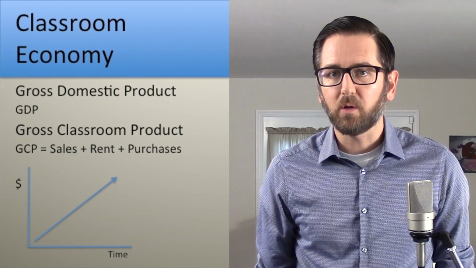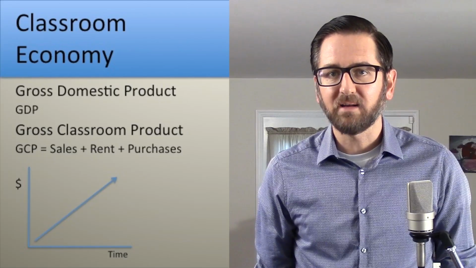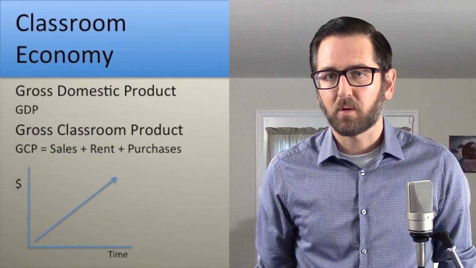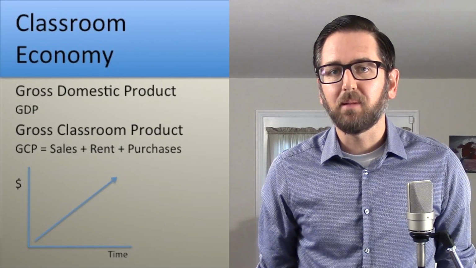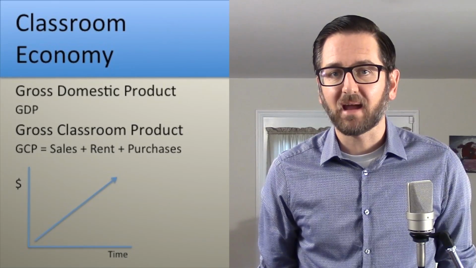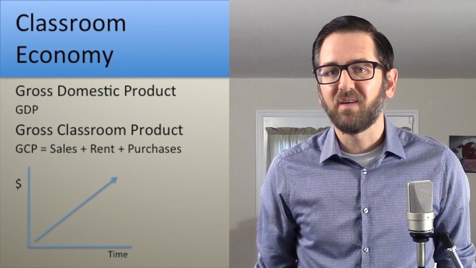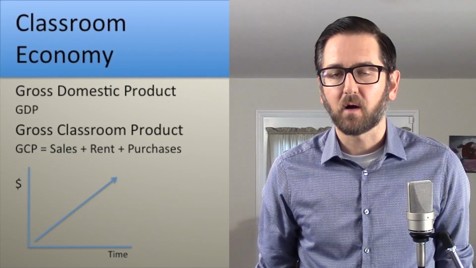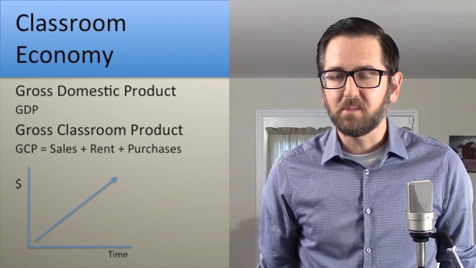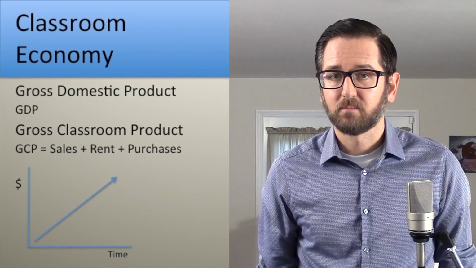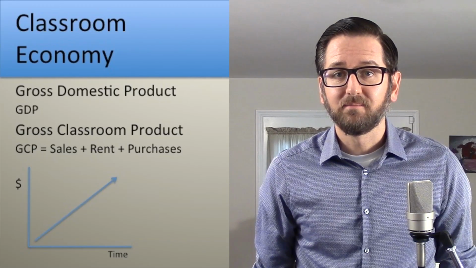GCP equals total auction sales plus all rent payments plus all desk purchases. GCP can be plotted on a line graph with time on the x-axis and dollar amount on the y-axis. This will give us a visual representation of the health of our economy. We want the GCP to grow over time. All right, let's give it a try.